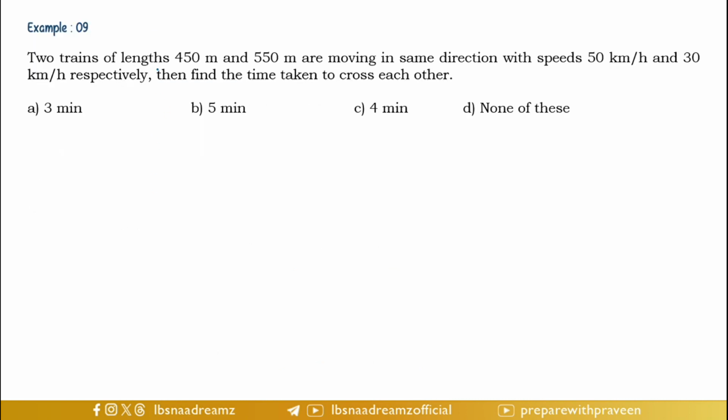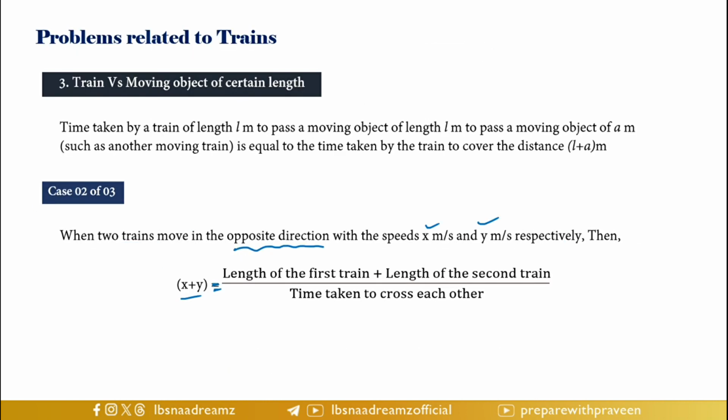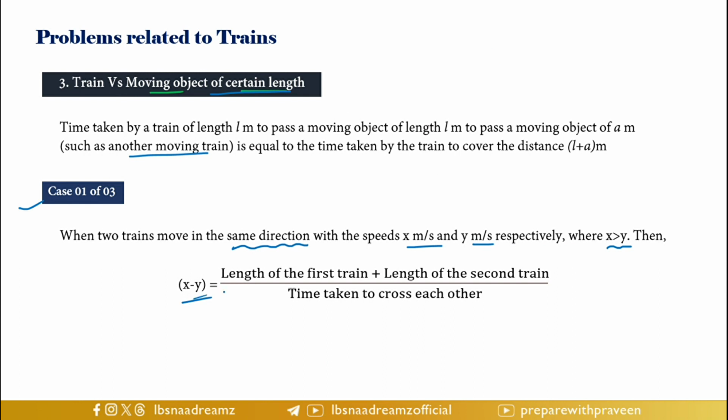Two trains of lengths 450 meter and 550 meter are moving in the same direction with speeds 50 km per hour and 30 km per hour respectively. Then find the time taken to cross each other. Here they have mentioned that they are moving in the same direction. So we have to use case 1, this formula. x minus y is equal to length of the first train plus length of the second train divided by time taken to cross each other, right?